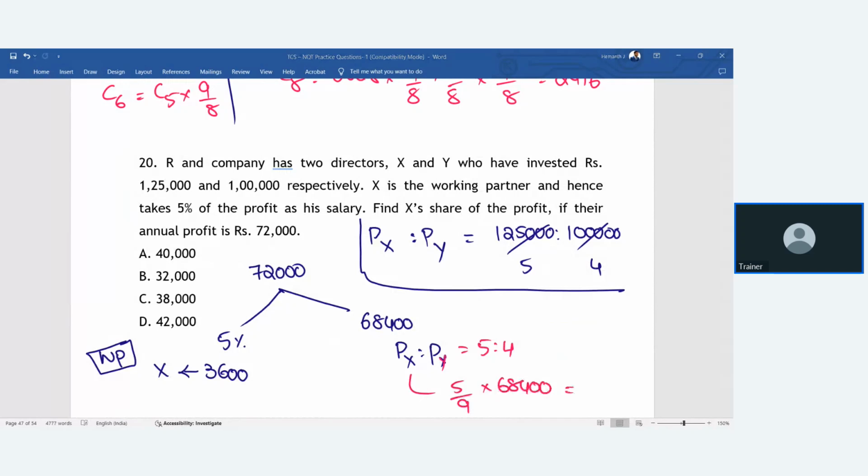68,400 into 5 divided by 9 will be 38,000. Right, so he got 38,000 as profit, and this 3,600 as a working partner, that is, we can say, like a salary. Somebody is working for you, you will pay salary, right? He is a working partner, he did extra work. What Y will get is the remainder. Y will get 30,400. X is getting 38,000, plus 5%, 3,600, for working. That's a different thing, right?